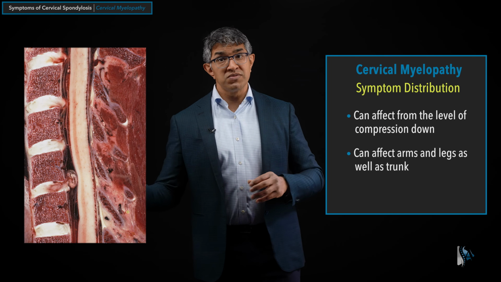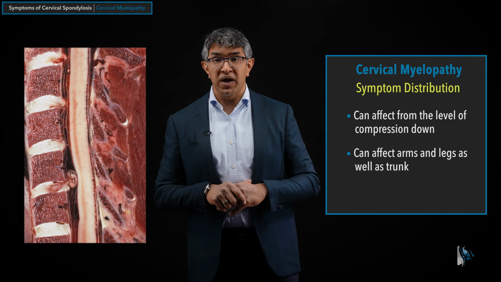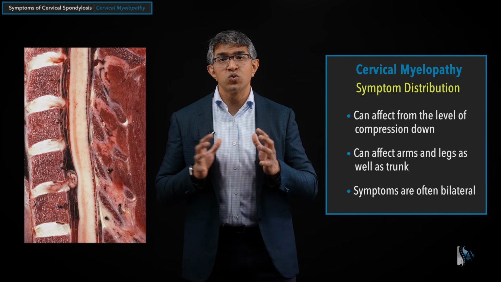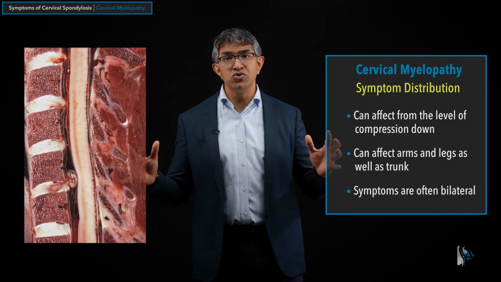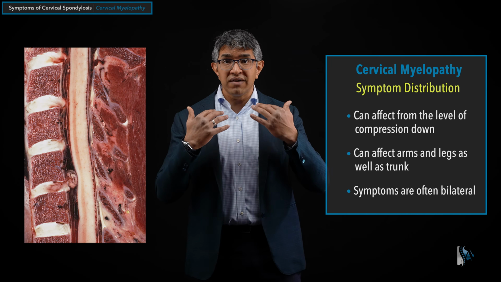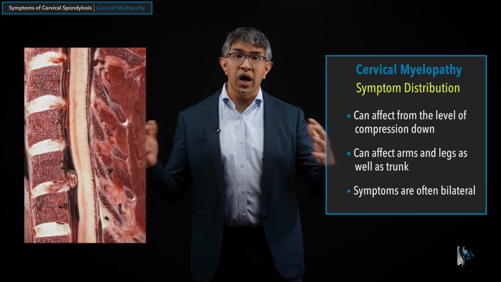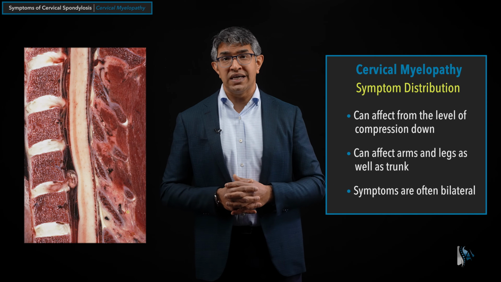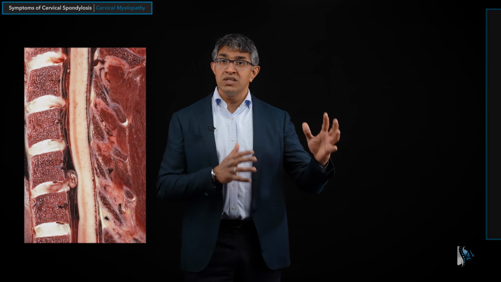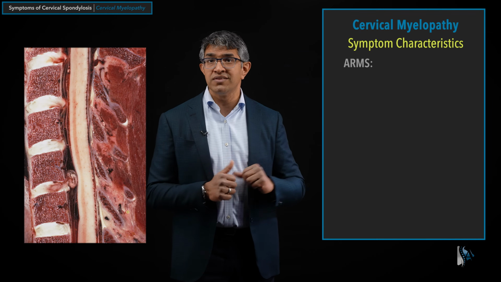It can affect the arms and the legs when it involves the cervical spine. And often, because the spinal cord is kind of small and there's pressure on it, the symptoms will be bilateral. So in terms of distribution, when people have cervical myelopathy, it can affect anything from the level of compression down on both sides into the arms and the legs. Now the specifics of the symptoms that people will develop, let's get into them individually. We'll talk about the arms first and then the legs.